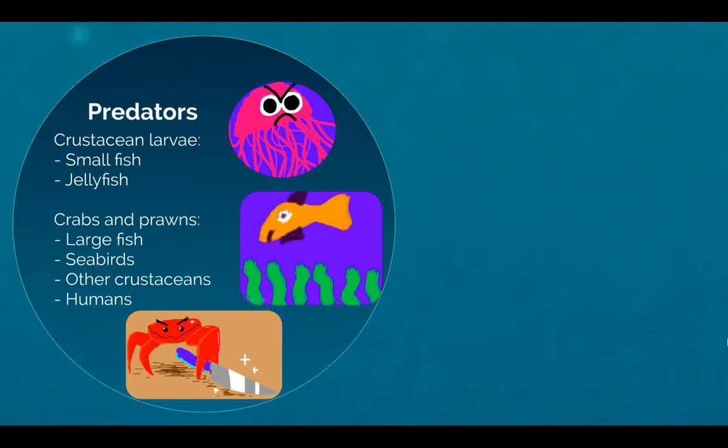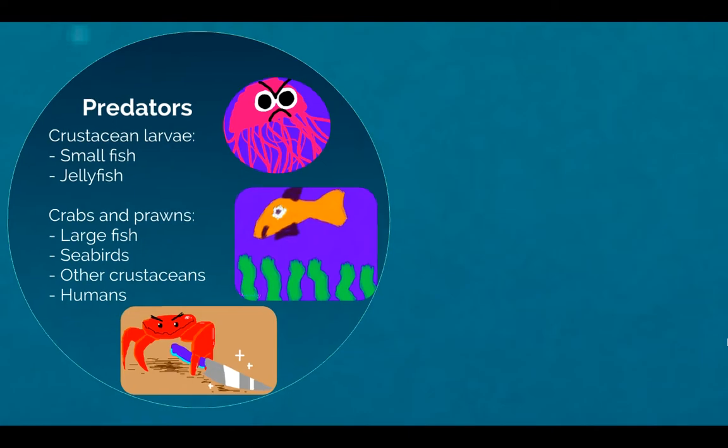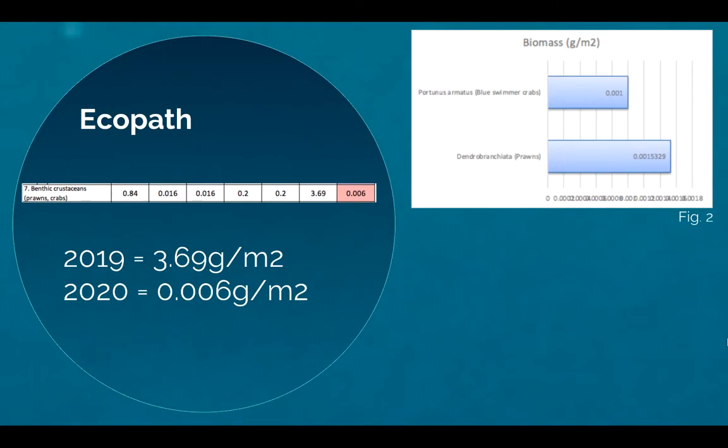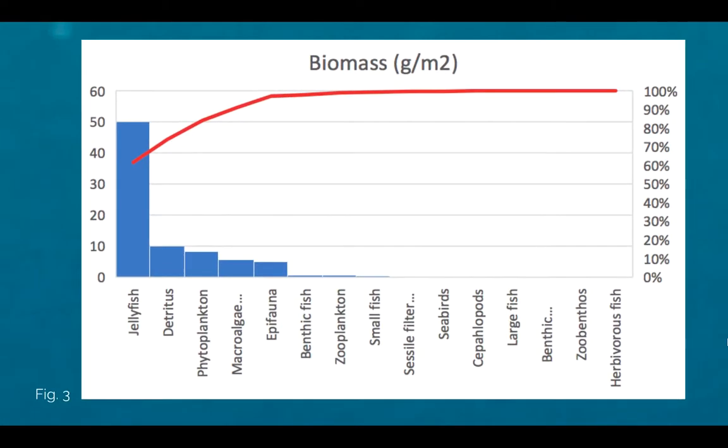A study done in 2010 in Chesapeake Bay in the US found a stock assessment where crab stocks were extremely low and steadily declining with overfishing and restricted recruitment into the estuary. Biomass of crustaceans has dropped dramatically, from 3.69 to 0.006 grams per meter squared of biomass in Smiths Lake in 2020. As you can see in these very basic graphs, the abundance of crustaceans is extremely low in relation to the ecosystem.